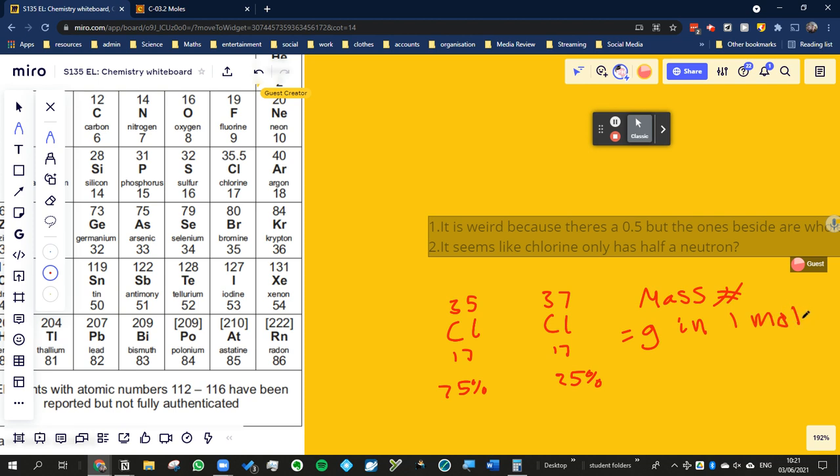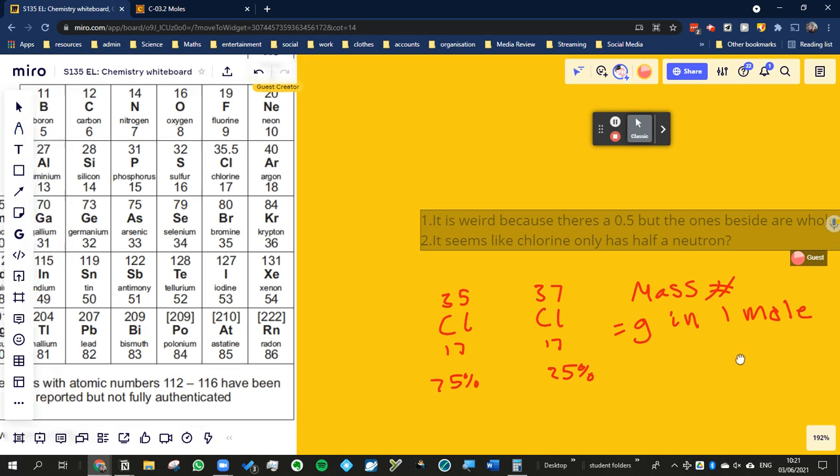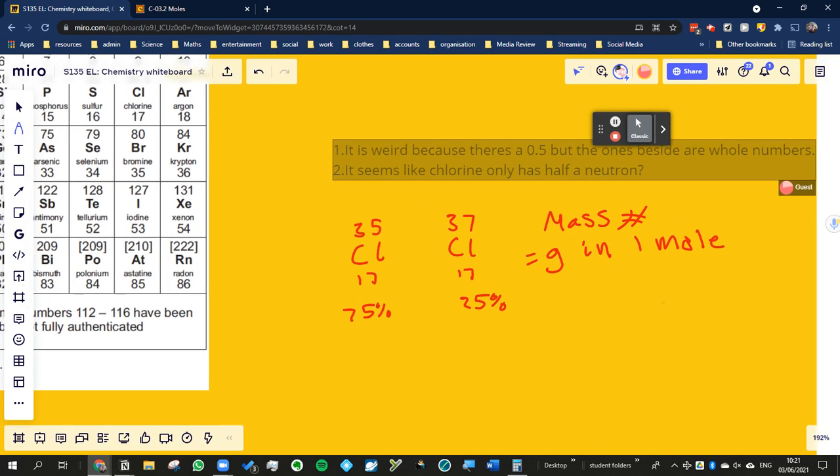Okay? It's the grams in 1 mole. Okay? Now that bit, nod if that bit is familiar to you already in terms of moles. So still a bit fuzzy about that.